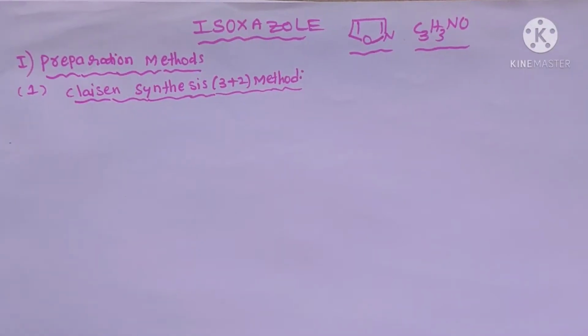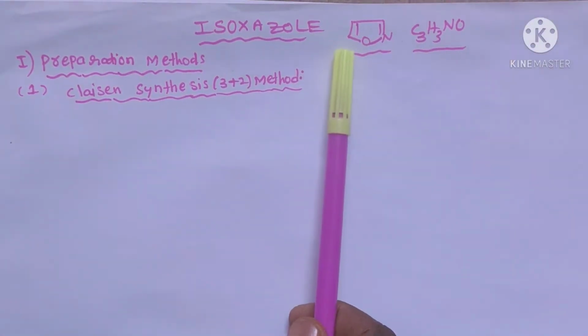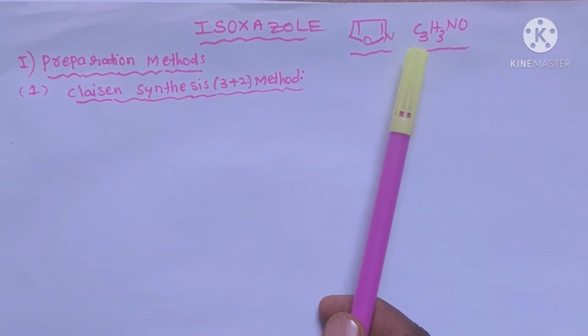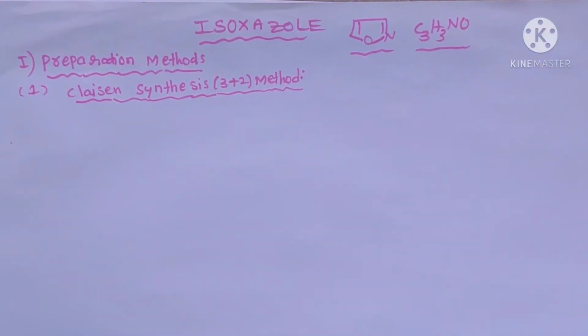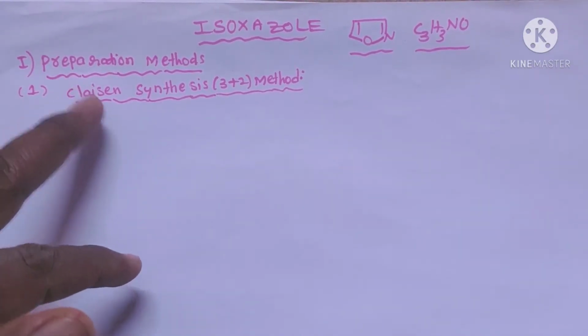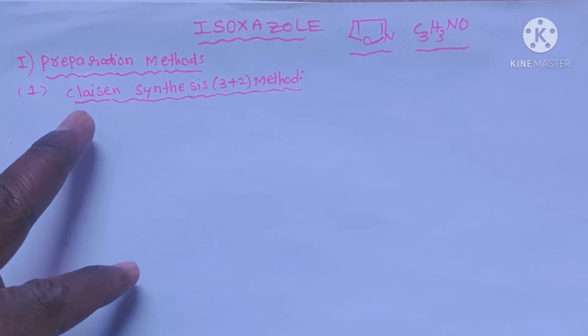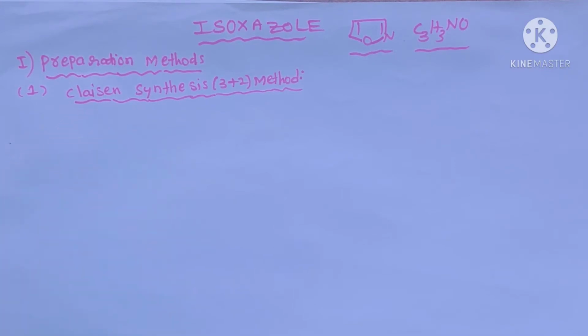Hello my dear students, in this video now we are going to study about the isoxazole preparation and properties. Isoxazole structure is like this and the formula is C3H3NO. Now first of all we discuss about the preparation methods, and among them first of all we discuss about the glycine synthesis. Glycine synthesis is also known as the 3+2 method.